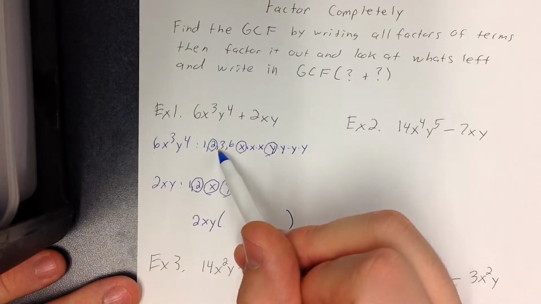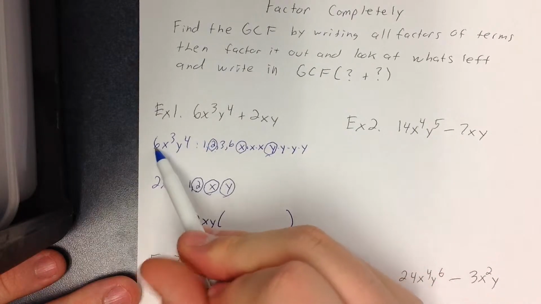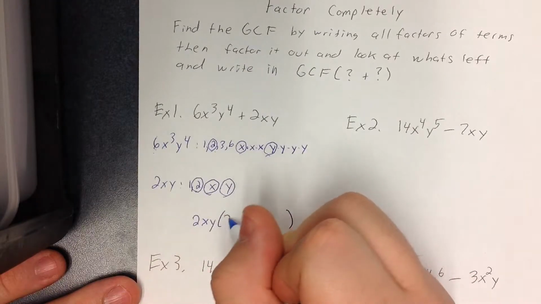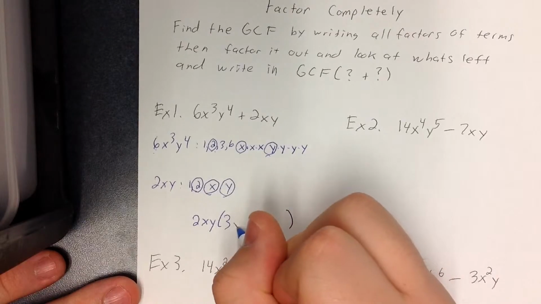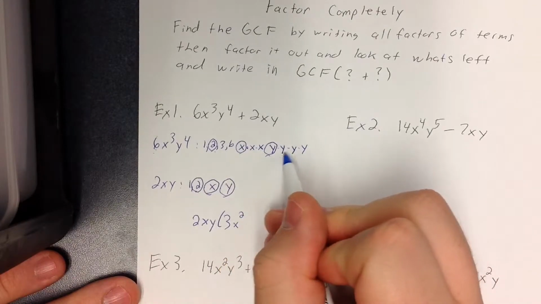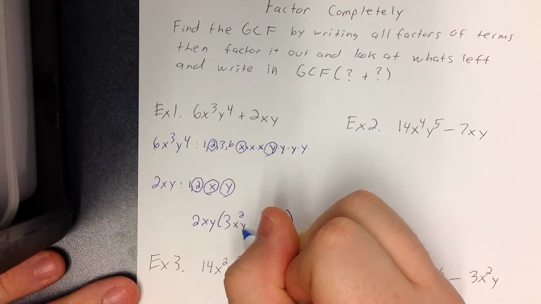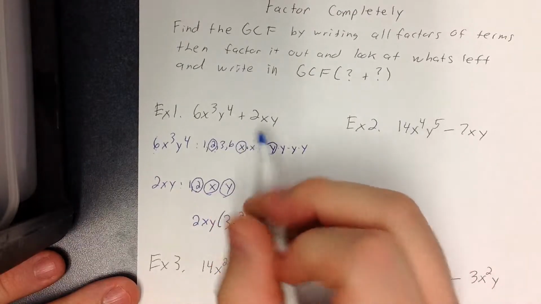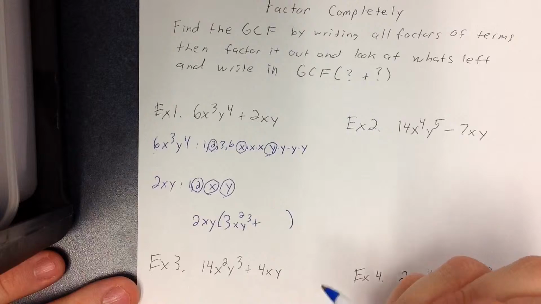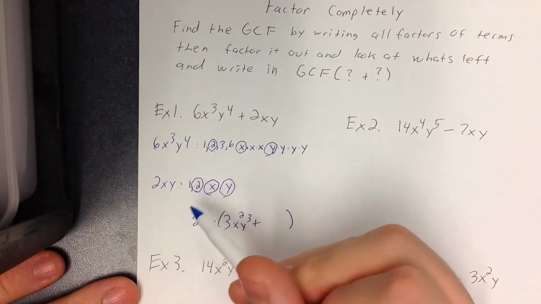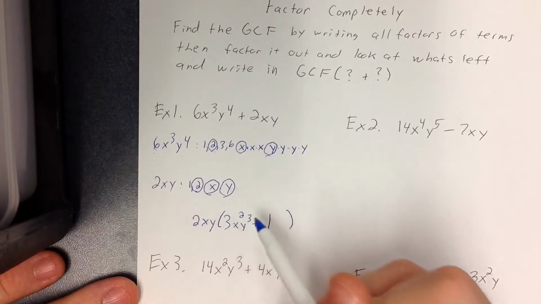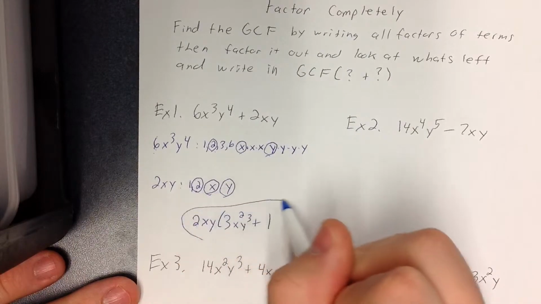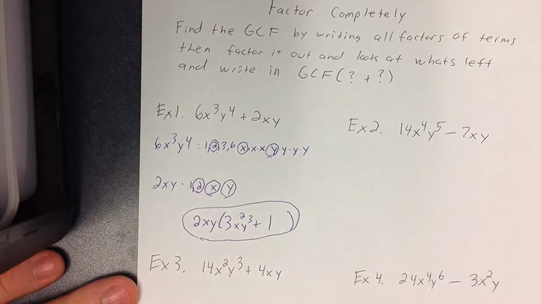Then I have to look at what's left. Well, 2 times what gives me 6? Well, that's 3. How many x's do I have left? 1, 2, so that's x to the second. I have 1, 2, 3 y's left, so that's y to the third. There was a plus sign in the middle, so I got a plus sign. Now 2 times what gives me 2? Well, that's 1. And there's no x and there's no y left over. So then my factored answer is 2xy times 3x squared y to the third plus 1.